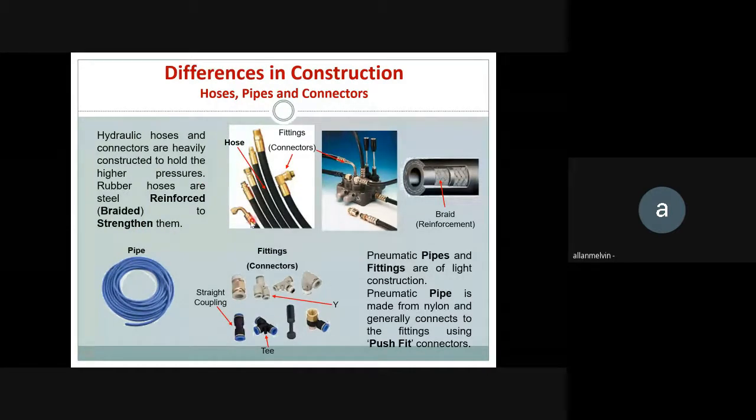So you have a hose, and the hose will be like this. For the connectors, you just need to screw at the particular place. So this is your valve.